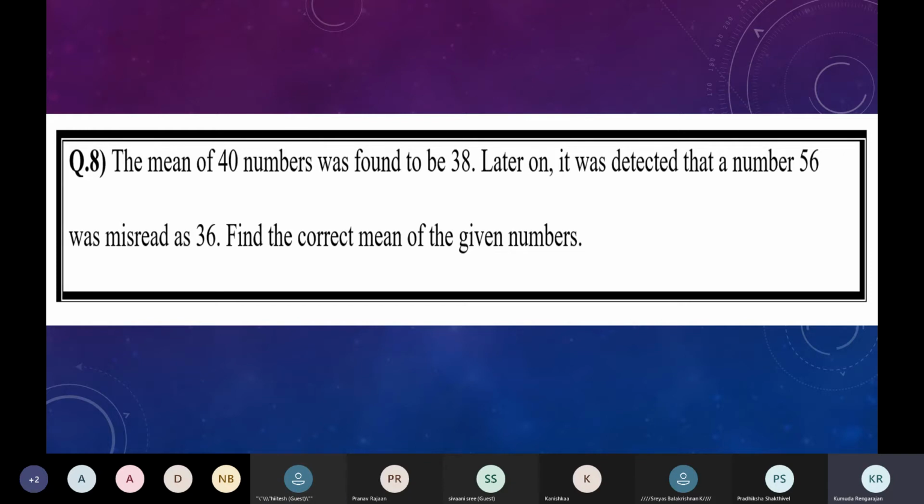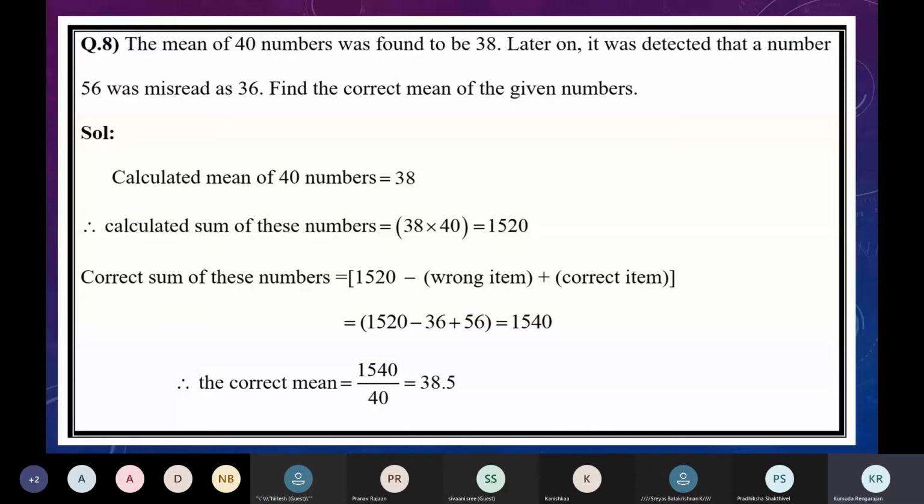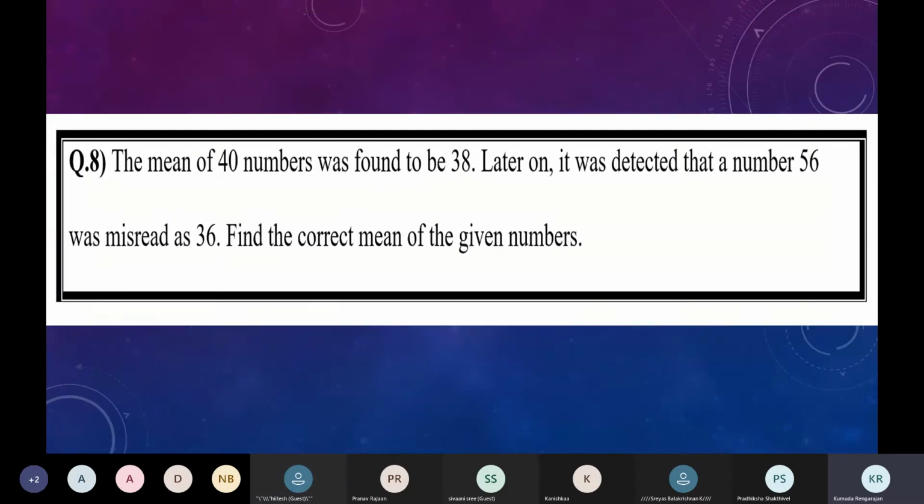So this is what I wanted from you. The number 36 which we took was incorrect. So take it away. Subtract the 36 and add 56, the correct number. Yes, ma'am. So now you will get a new correct total. That divided by 40 will give you the new mean. That's what all of us will do.